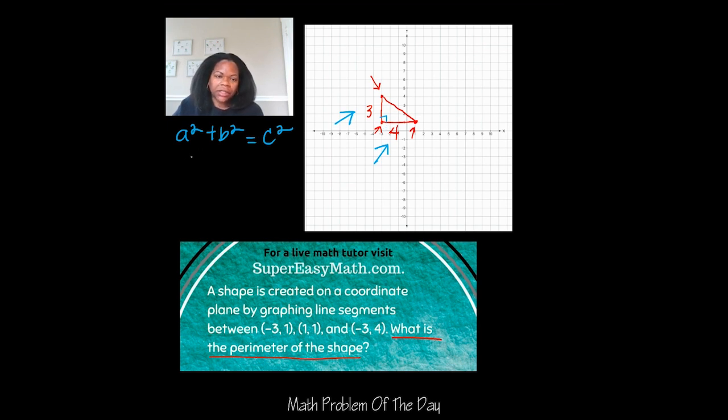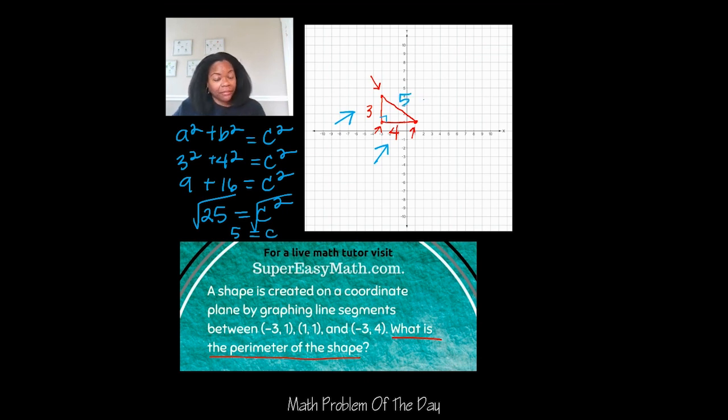So let's plug the information in that we know. So that's going to be 3 squared plus 4 squared, and that equals c squared. So 3 squared is 9, 4 squared is 16, and that equals c squared. So 9 plus 16 is 25, and then that equals c squared. And I know if I take the square root of both sides, I'm going to get 5. So c equals 5, or this length right here is 5.